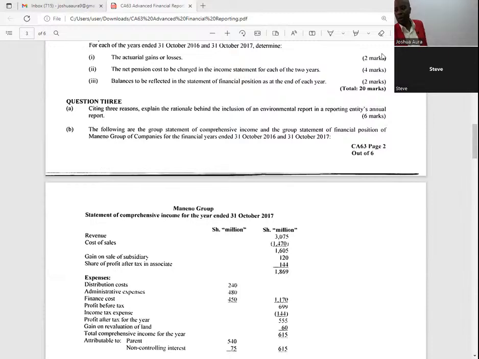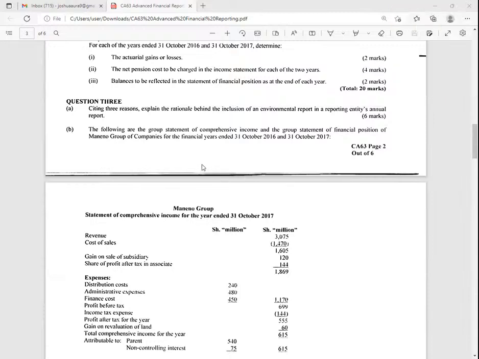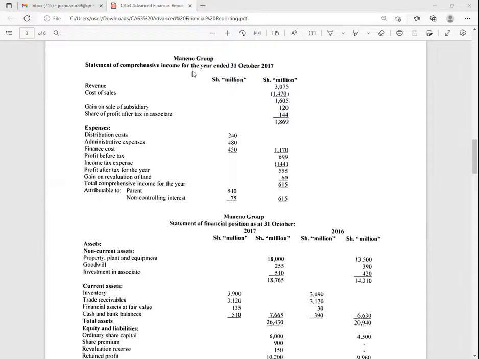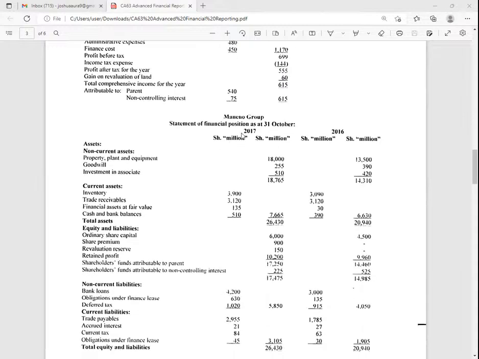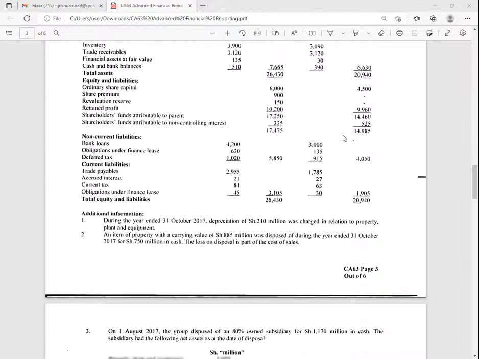The following are the group statement of comprehensive income and the group statement of financial position of Maneno Group of Companies for the financial year ended 31st October 2016 and 31st October 2017. Please see here the income statement. For purposes of preparing cash flow statement, I don't need 2 income statements. I only need one, like now this one for the year ending 31st October 2017. But statement of financial positions, we need for 2 consecutive years. We have the current year, and then we have last year's balance sheet.